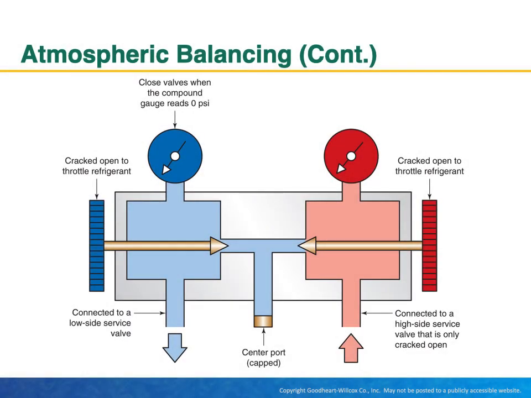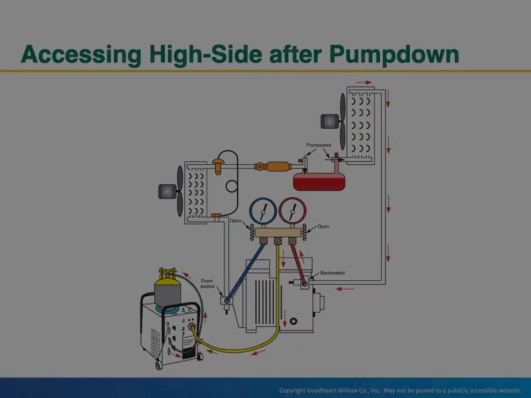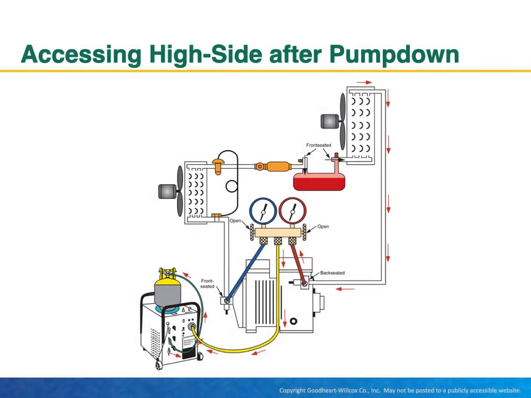And here shows your manifold gauge and you cracking and throttling refrigerant into your low side gauge. Accessing high side after pumping down.